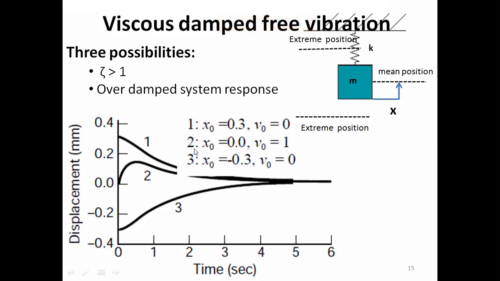Second initial condition, x naught is 0 and v naught is plus 1.